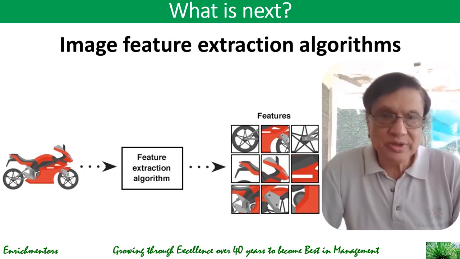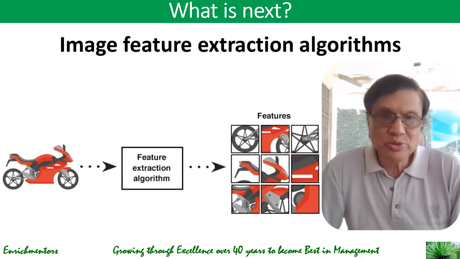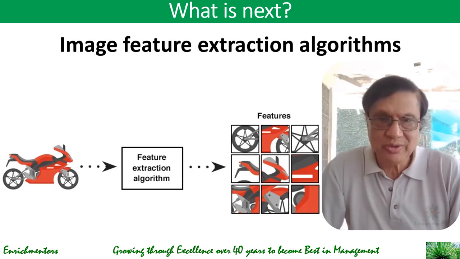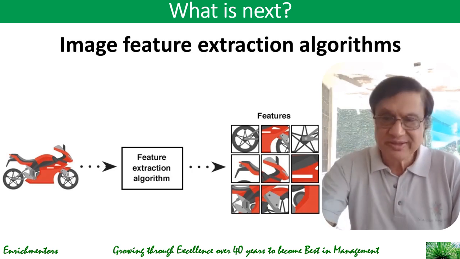Having looked at how to extract meaning from text data, we will now look at how to do image feature extraction. What are these image feature extraction algorithms and how can they help you? How can you use them to extract the features?